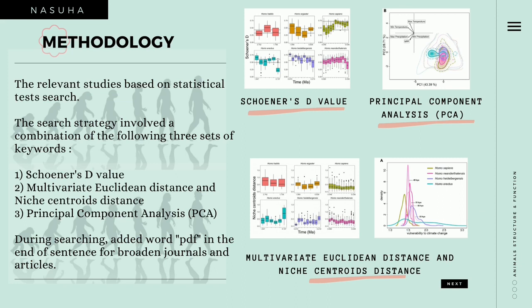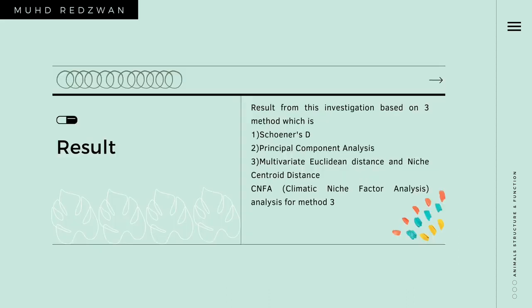The relevant studies were based on a statistical test search. The search strategy involved a combination of the following 3 sets of keywords. First, Schoener's D-value. Second, multivariate Euclidean distance and niche centroid distance. And third, principal component analysis (PCA). During searching, the word PDF was added at the end of the search phrase to broaden the range of journals and articles.